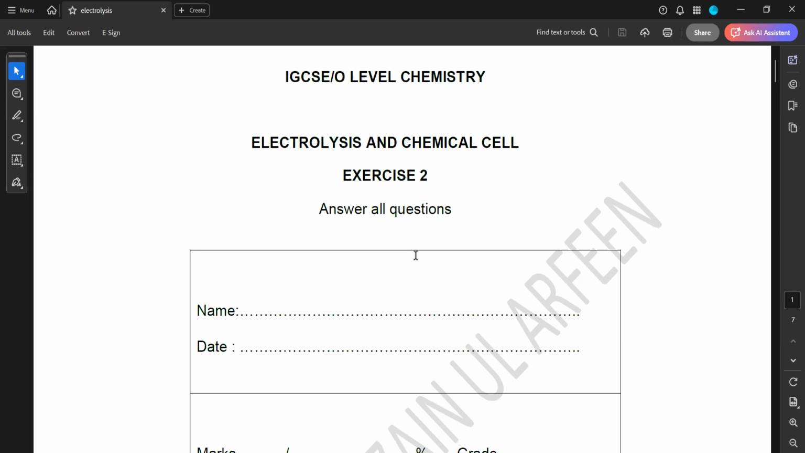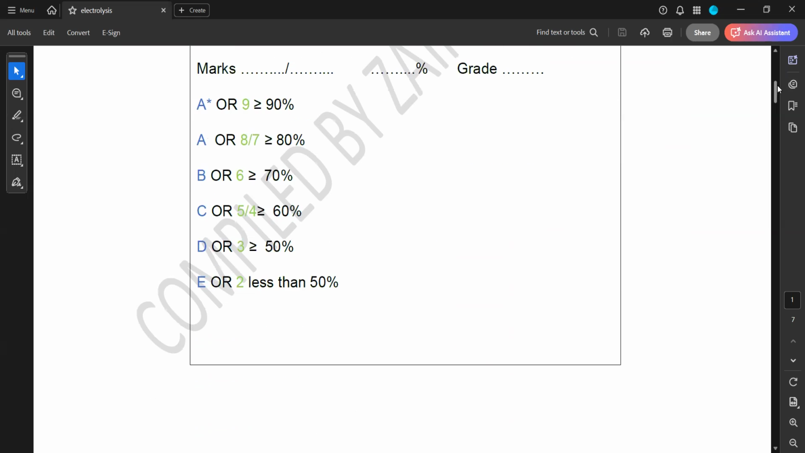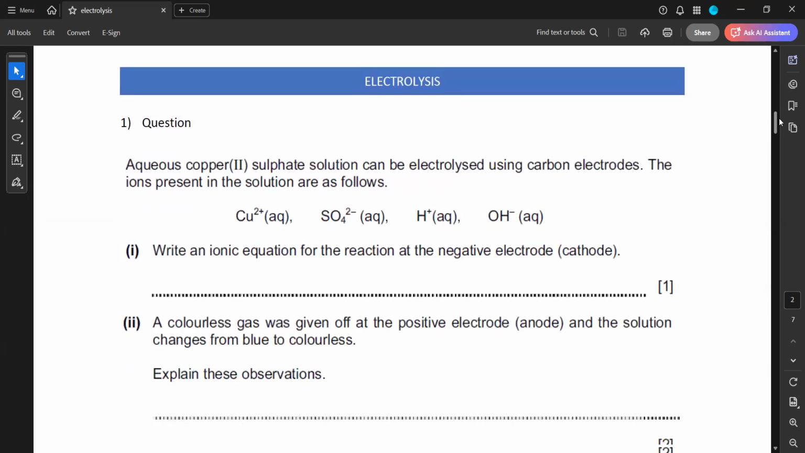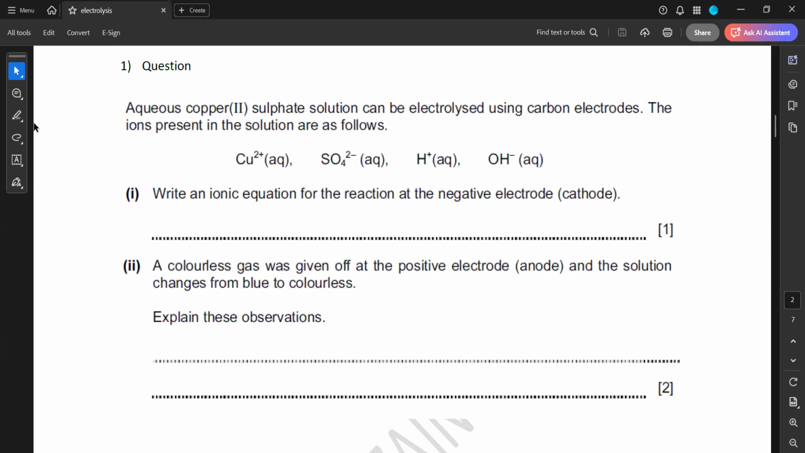Exercise related to electrolysis in the chemical cell. I'll discuss the whole exercise because it's a very short exercise. The first question: aqueous copper 2 sulfate can be electrolyzed using a carbon electrode. Remember, when we are using the carbon electrode, there is no change in the electrodes because these are inert electrodes.